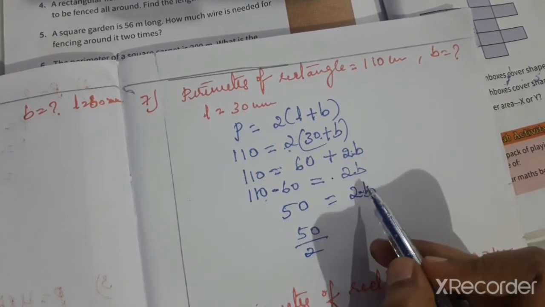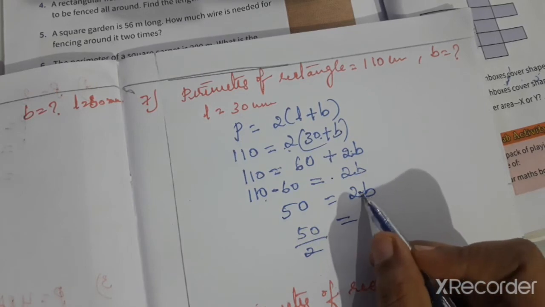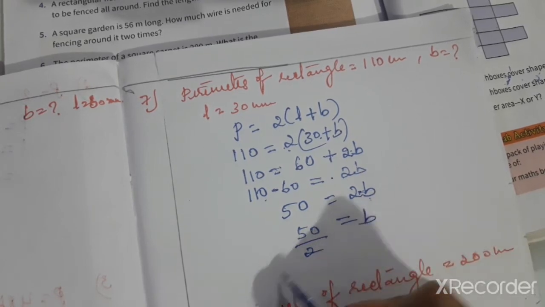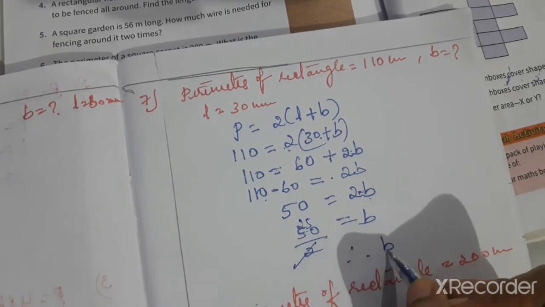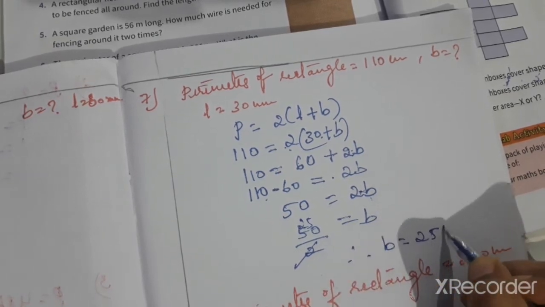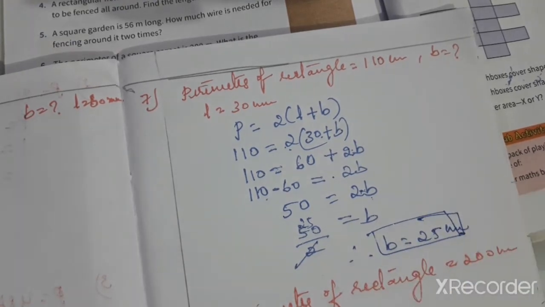If it is plus or minus, plus will become minus, minus will become plus. Equal, 2 shifted there, then b. 2 ones are 2, 2 fives are 10, 25 is 50. Therefore b equals 25 centimeter, because the unit is given in centimeter.